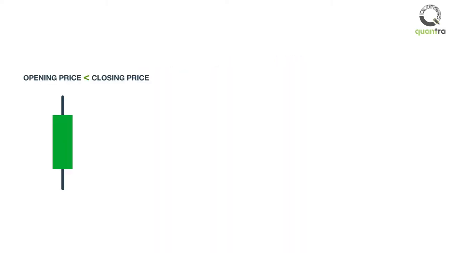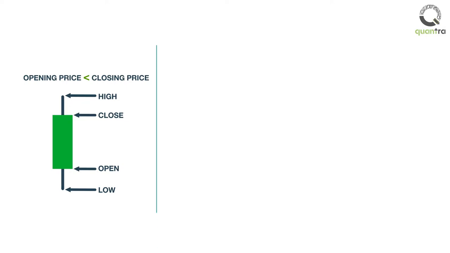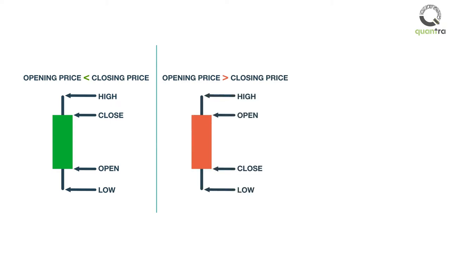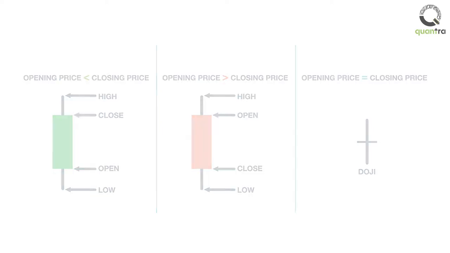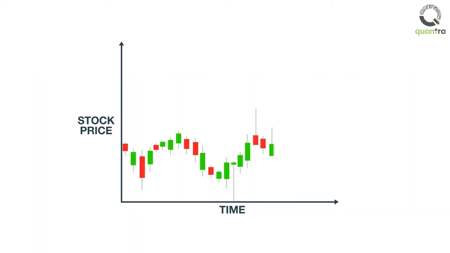If the opening price is less than the closing price, then the day is represented by a green candlestick. On the other hand, if the opening price is greater than the closing price, then that day is represented by a red candlestick. When both these prices are equal, then a doji is created, which offers trading opportunities to speculators. When we plot a candlestick chart for many days, the stock's price is on the y-axis, and the time, or period, is on the x-axis.